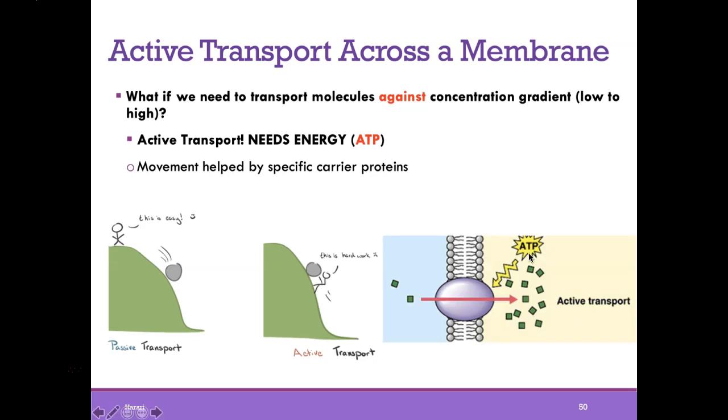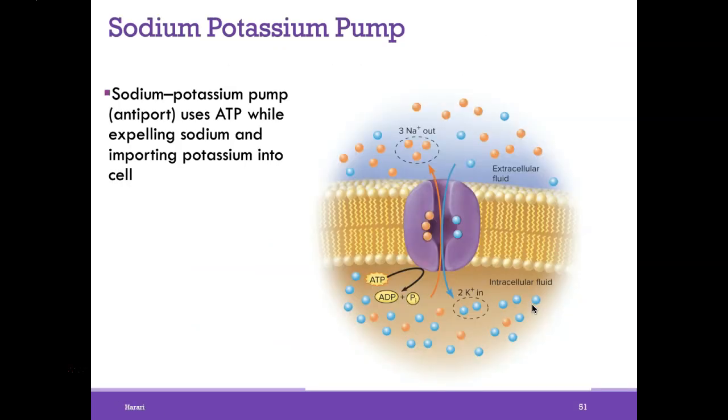All right, so ATP and a carrier protein are required to transport molecules from where they are lower to where they are already more abundant. That's active transport. And the major example of that is the sodium-potassium pump. You must know this example very well. It's going to come up many, many times when we talk about muscles and the nervous system. The sodium-potassium pump is an antiport that uses ATP while pumping sodium out of the cell and getting potassium inside of the cell. So this is very important.